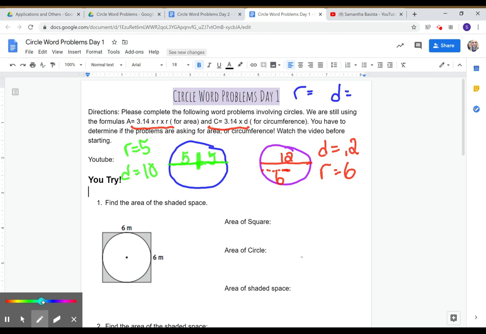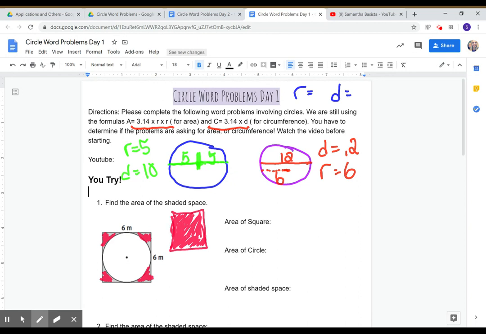Okay, so let's take a look at number 1. It says find the area of the shaded space. So I'm going to put this in red. So here's the amount of area I'm trying to find. Take a look at this picture. Imagine having a square, and it's filled. This is my whole area of the square.